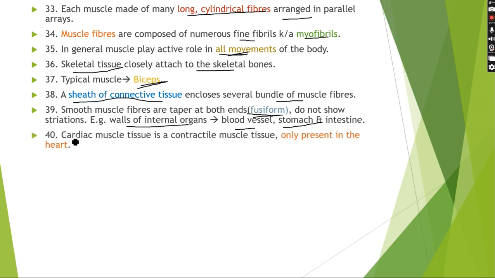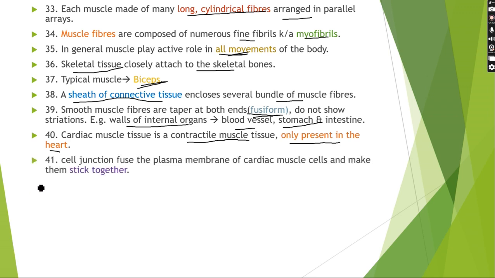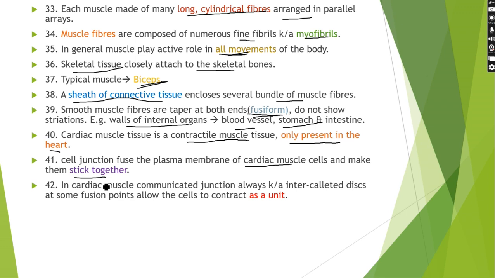Okay, then cardiac muscle. So cardiac muscle tissue is a contractile muscle tissue and only present in heart. Okay, cardiac muscle tissue only present in heart. Then cell junction fuse the plasma membrane of the cardiac muscle cell and make them stick together. That's why they excite together. Okay, and then in cardiac muscle, communicating junction always known as intercalated disc. Okay, and at some fusion point allows the cell to contract as a unit.